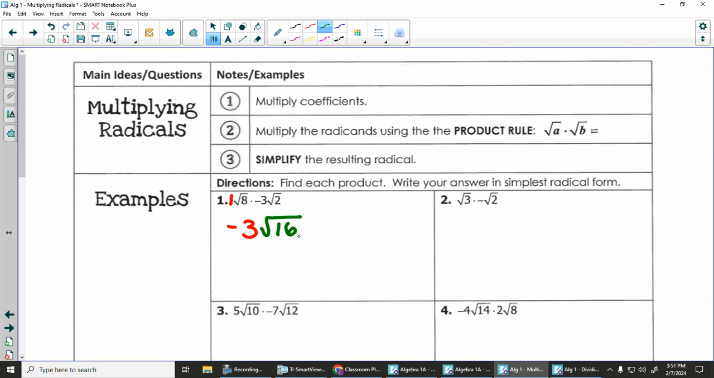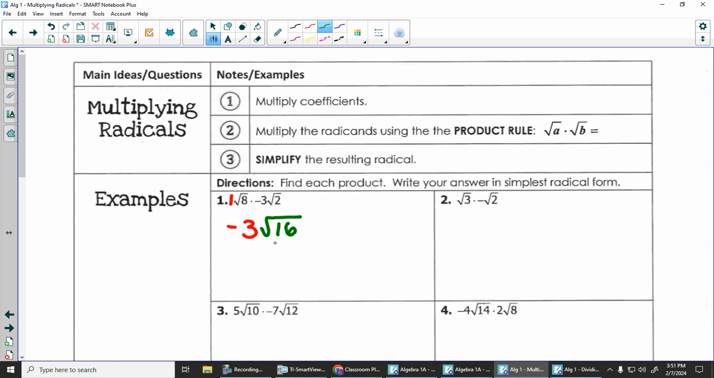Now, at this point, several things could happen. You could get to this point and say, okay, well, I can't simplify anything. That's it, I'm done. Or you could get to this point and say, all right, well, let's look at what's under my radical. It could be a perfect square, and you can simplify that way. Or it could not be a perfect square, but it could be something that can still be simplified.